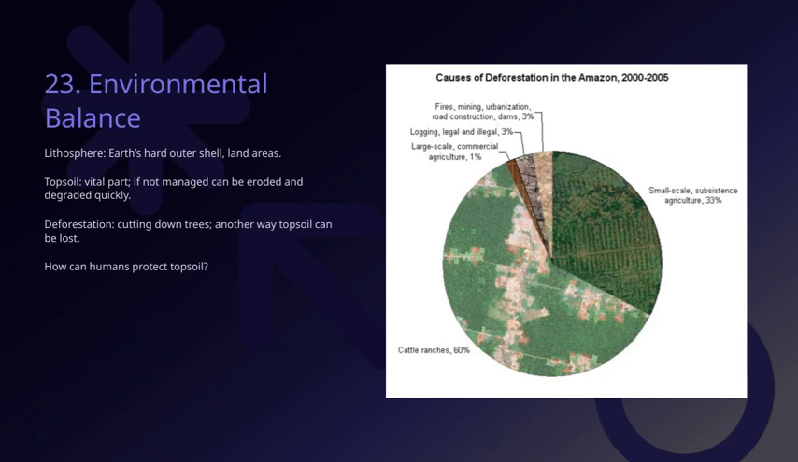Now, it's also important to understand the role of the lithosphere, which is essentially Earth's hard outer shell. Think of it as the land areas we walk on. Protecting this outer layer is crucial for maintaining the overall environmental balance. When we look at these issues together, it's clear that human activities like deforestation threaten this delicate balance, but with mindful management, we can help preserve our topsoil and ensure a healthy, sustainable planet.